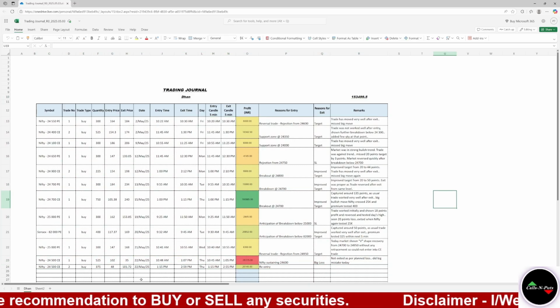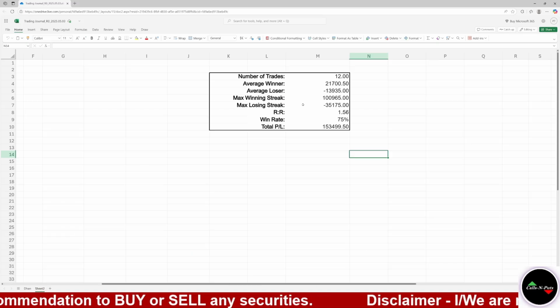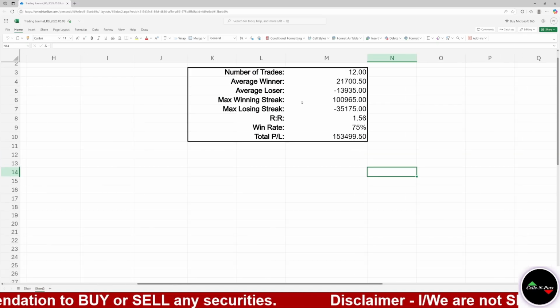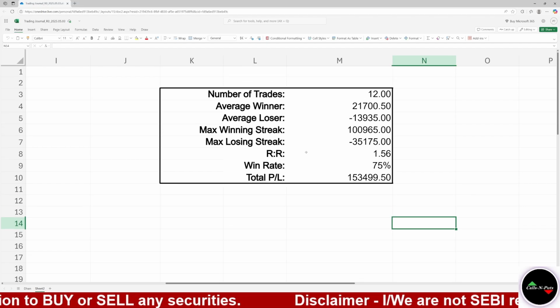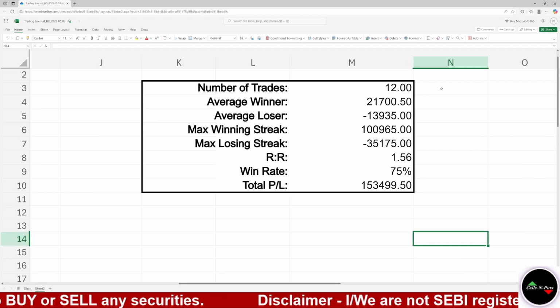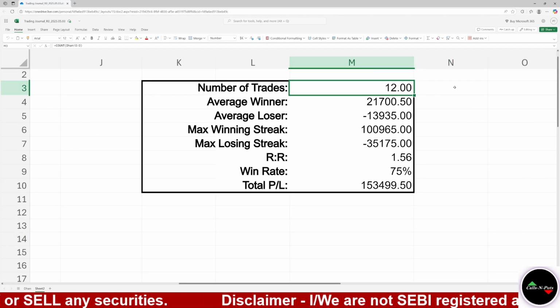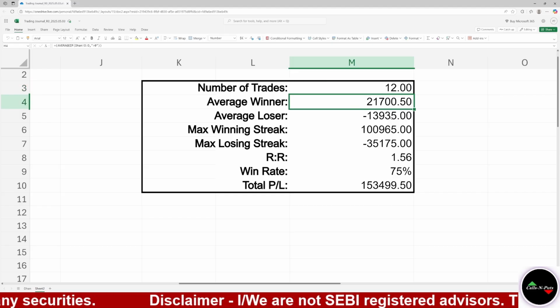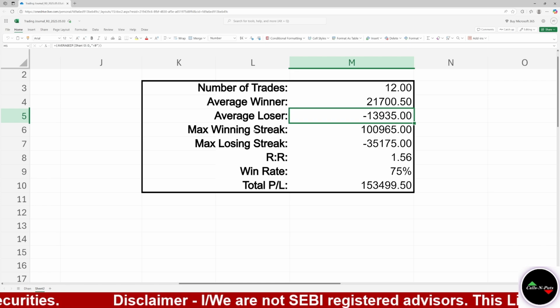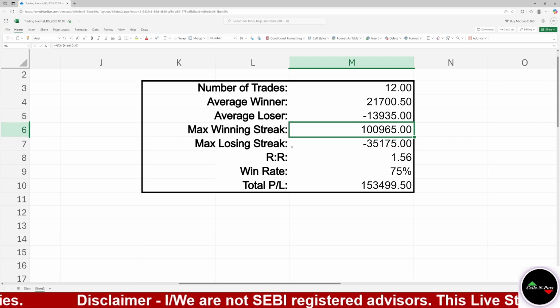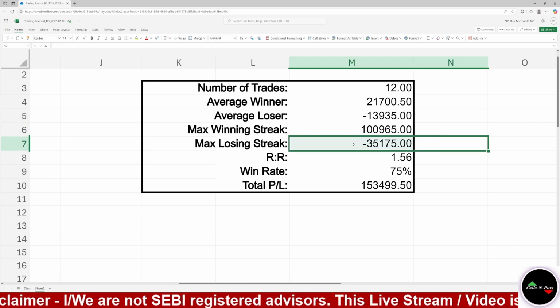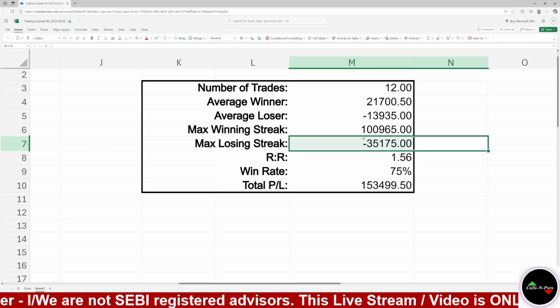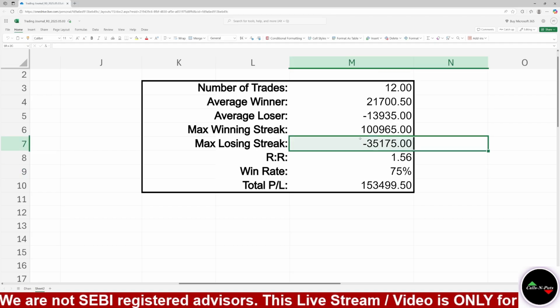So let's move to the important table where we analyze all these trades which we record. Let me zoom in. You can see the number of trades we took this month, 12 trades. Average winner is 21,700, average loser is around 14,000 rupees, max winner is 1 lakh rupees, and max loser is 35,000. So this is the biggest mistake, and why this is the biggest mistake I will explain to you.